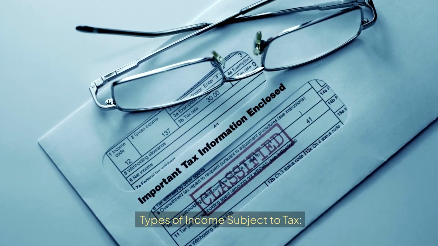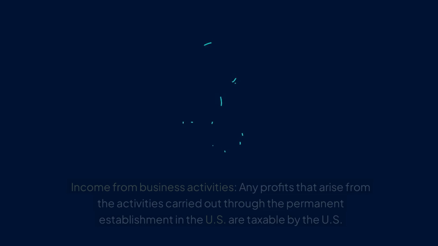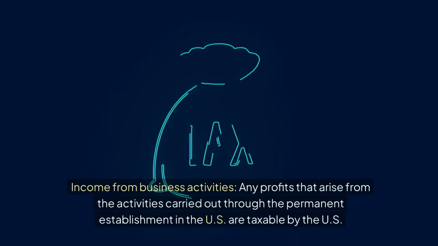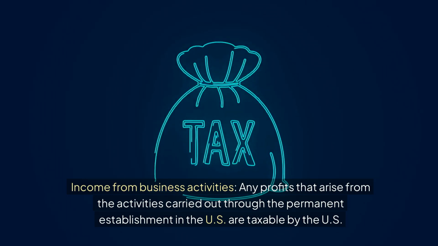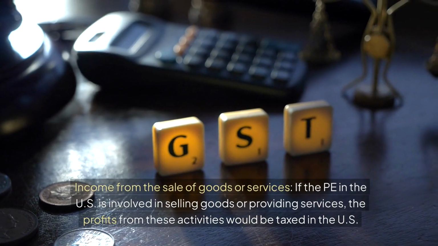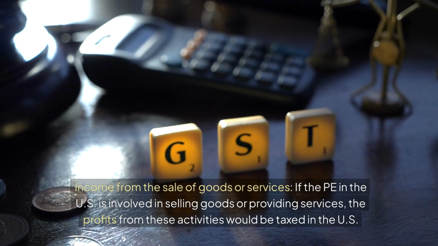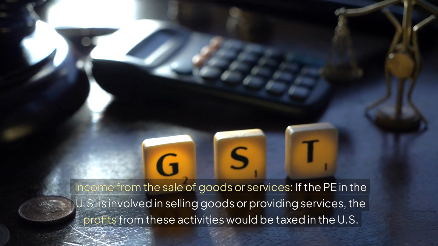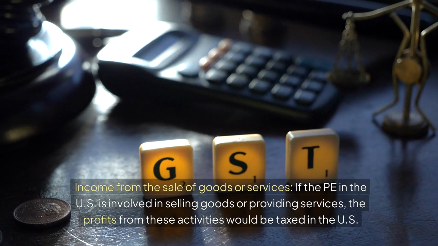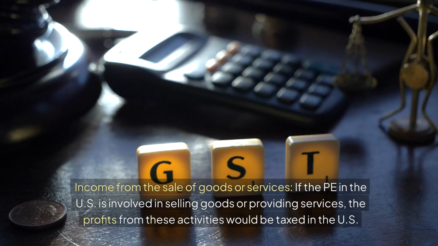Types of income subject to tax. Income from business activities. Any profits that arise from the activities carried out through the permanent establishment in the US are taxable by the US. Income from the sale of goods or services. If the PE in the US is involved in selling goods or providing services, the profits from these activities would be taxed in the US.